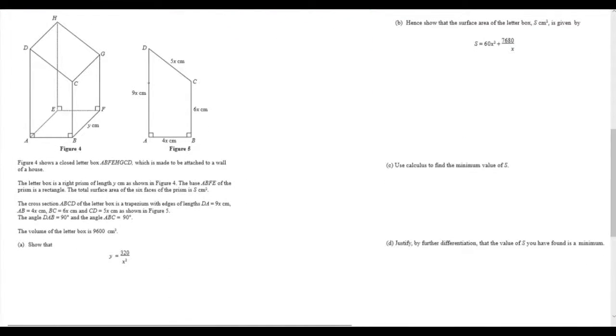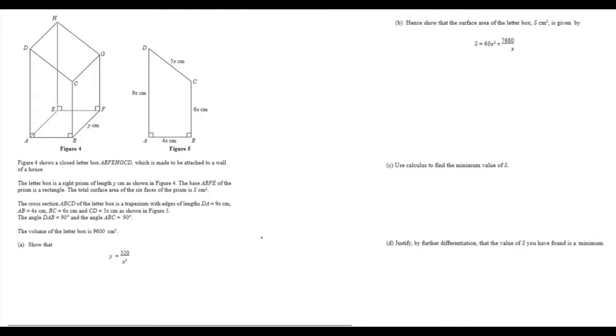So, you have here this 3D shape, made up of a trapezium face of dimensions 9x, 4x, 6x, and 5x. And then this face is applied to a depth of y, making this a trapezium prism. We're given the information here and told the total surface area of the six faces is just S. Now, they give you the dimensions again of the cross-sectional area and confirm that certain angles are 90 degrees. The volume of the letterbox is 9,600.